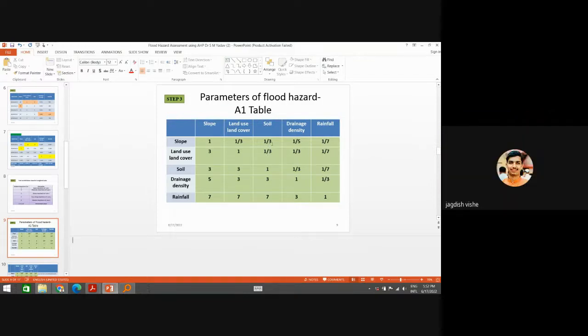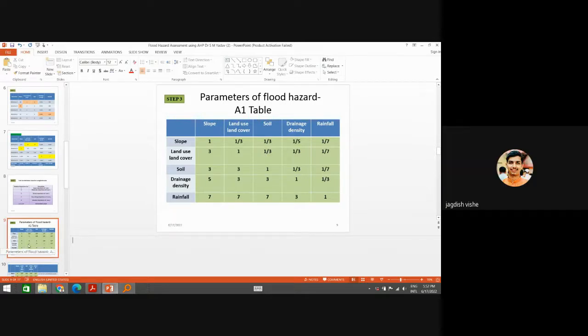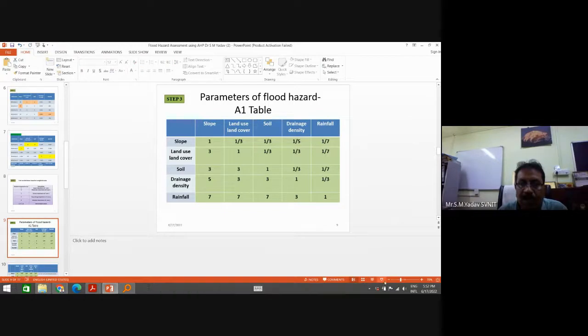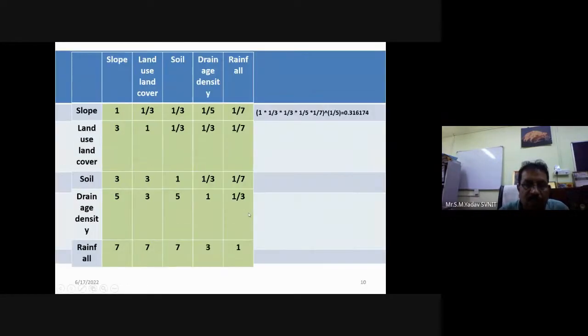I guess other values are correct, sir. Correct. All are correct. That may be a typo, the only error. Okay. Thank you, sir. Accordingly you change it, this 3. So I think in the next table also you have to make it 3.